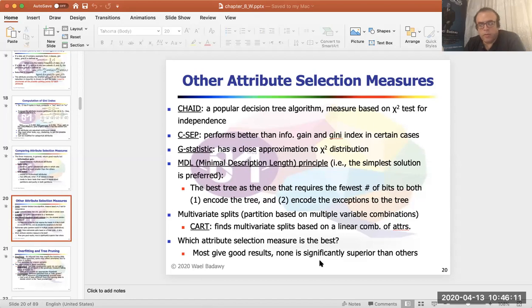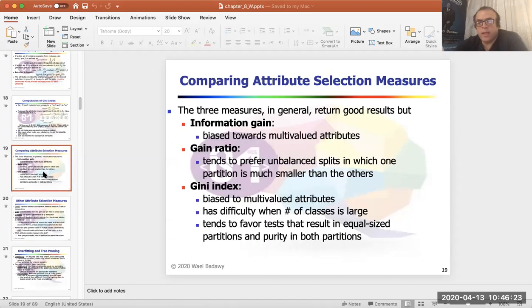Okay, do we have to study all of these other attribute criteria? The principle is no, because you should only be able to understand the basic ones, and if you understand how to compute each one of those, you will be able to understand how the others perform.